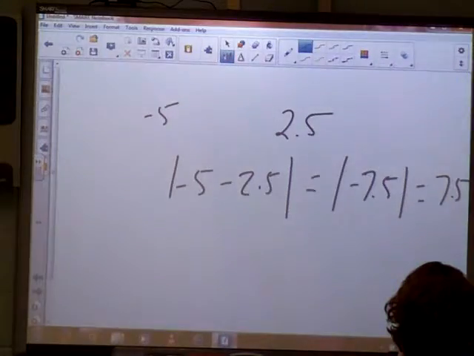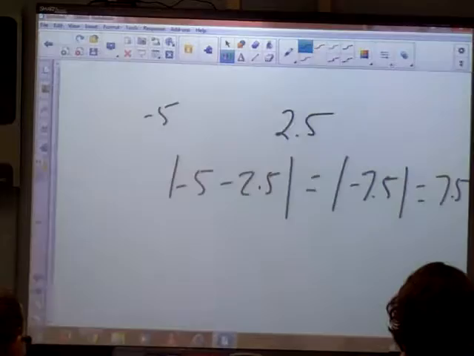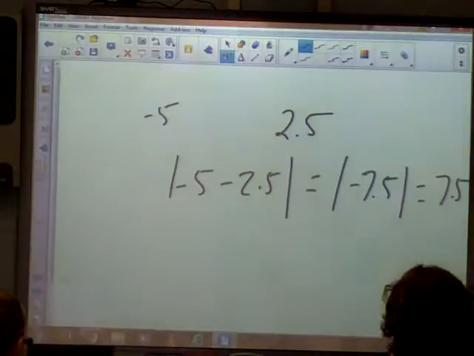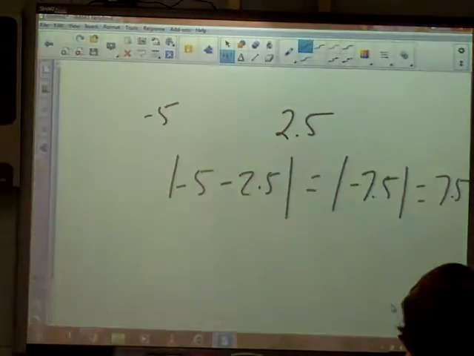Should make sense to you. To get from negative 5 to 0, you would move 5. And then you have to keep going 2.5 more to get to 2.5. You got it.